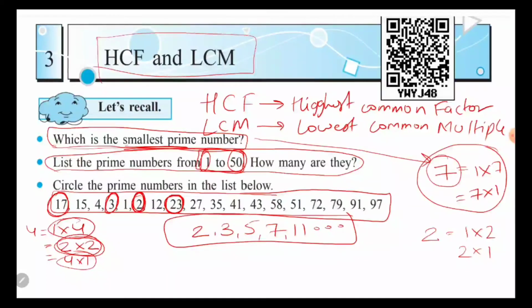9 3s are 27, so 27 is not a prime number. 35 is also not a prime number. 7 5s are 35. 41, now 41 is also a prime number. Okay, 41 does not come in any of the tables, so we will be circling it. 43 also does not come in any table.